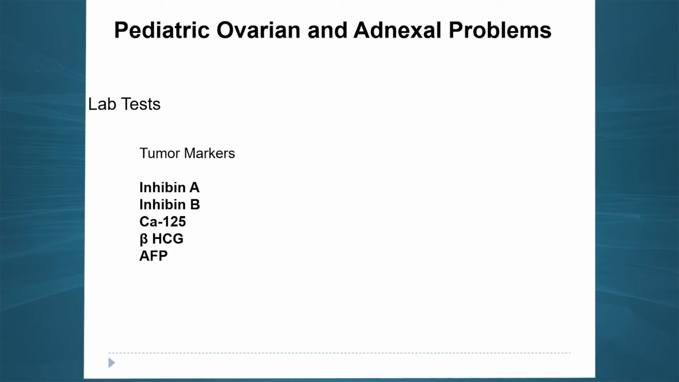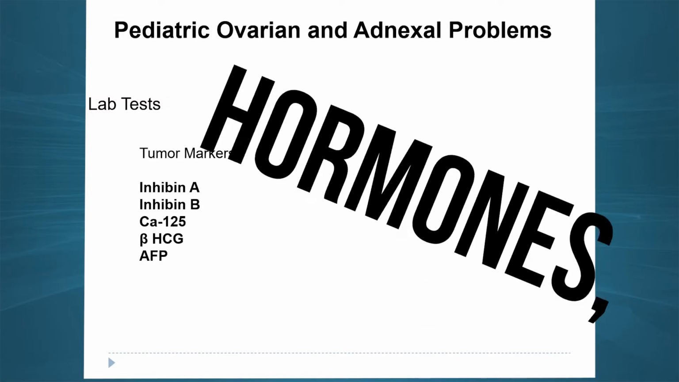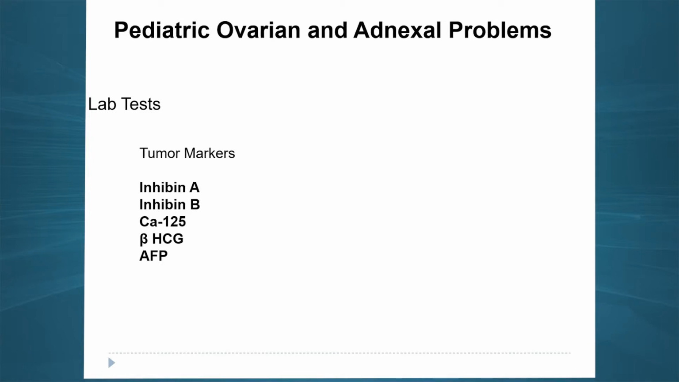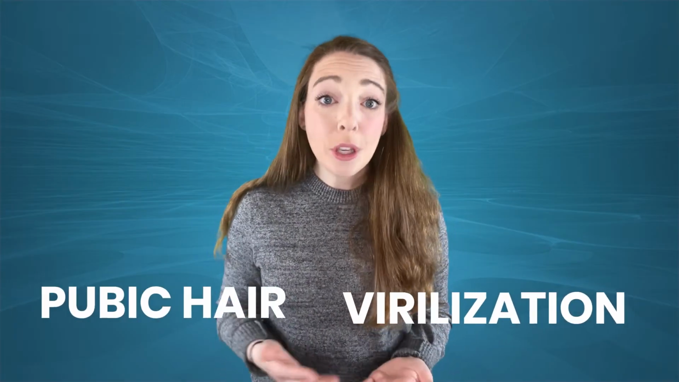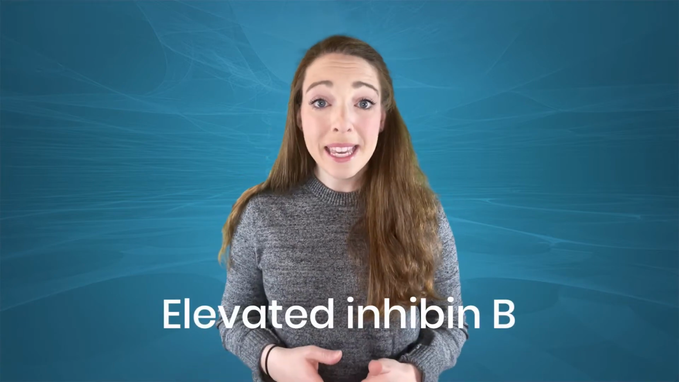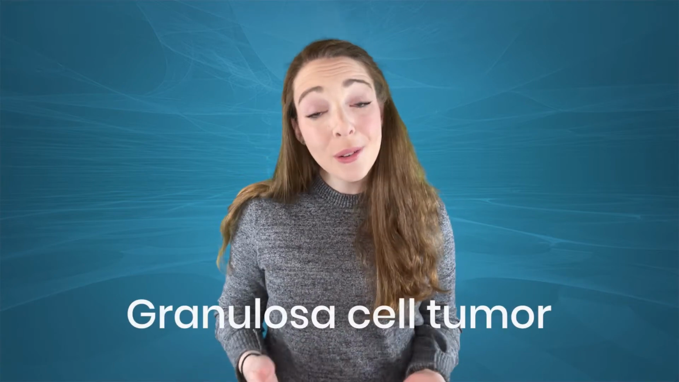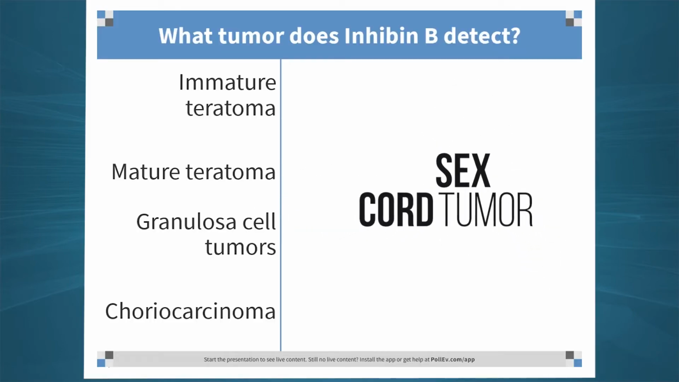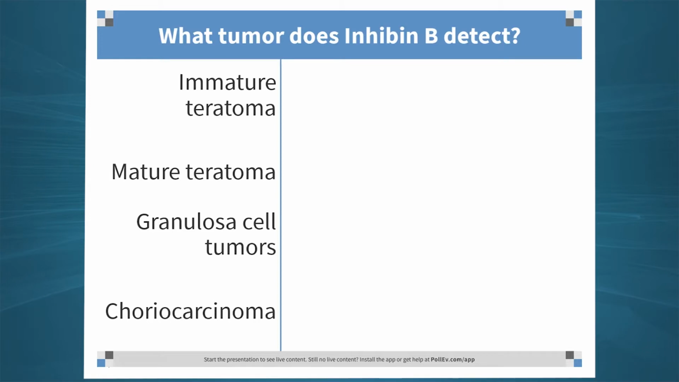But then also your hormones and LDH, CBC, renal are also important things to think about. So you're right on the right track. In this patient with virilization and pubic hair at only 8 years old, we expect an elevated inhibin B, which is associated with a granulosa cell tumor. That is a sex cord tumor, and that is where you think about those virilizing effects.